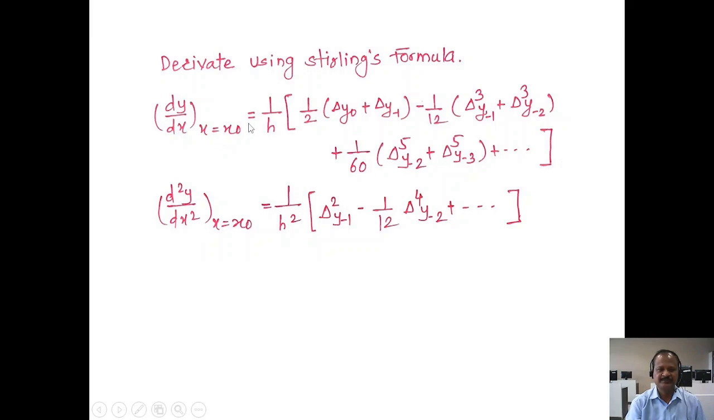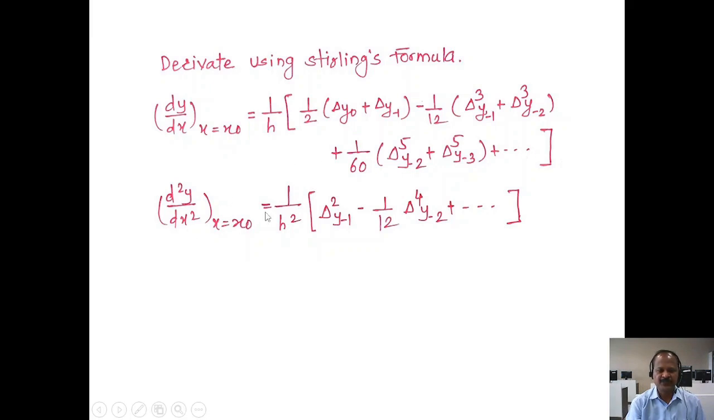The first derivative formula is 1 upon h into the bracket 1 upon 2 into the bracket delta y0 plus delta y minus 1 bracket complete, minus 1 upon 12 into the bracket delta cube y minus 1 plus delta cube y minus 2 bracket complete, plus 1 upon 60 into the bracket delta raised to 5 y minus 2 plus delta raised to 5 y minus 3 bracket complete, plus so on. This is the first derivative using Stirling's formula.